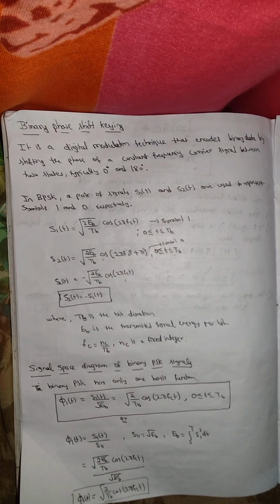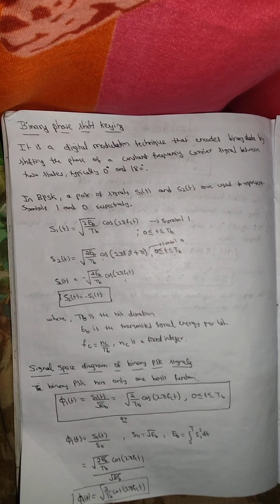Hello everyone, today we see binary phase shift keying. It is a digital modulation technique that encodes binary data by shifting the phase of a constant frequency carrier signal between two states, 0 and 180 degrees.